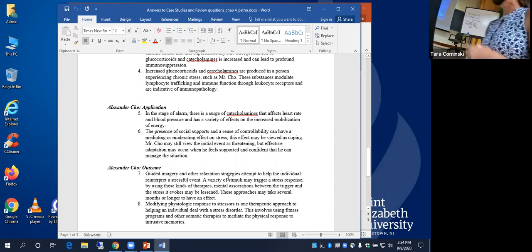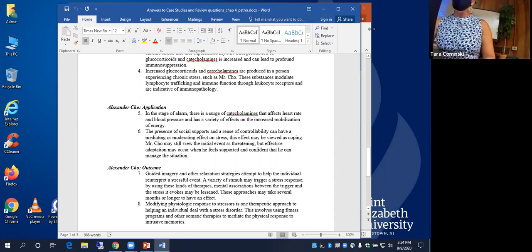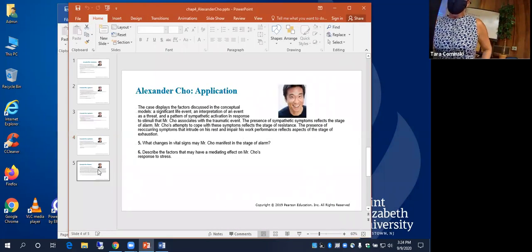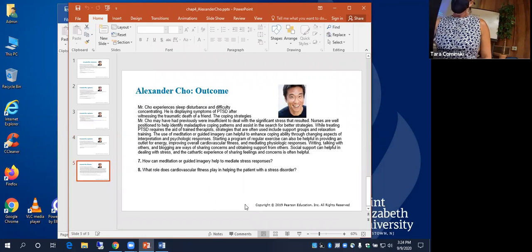All right, if you move down to questions 7 and 8, just to finish this up, we might as well finish it. It asks about meditation and guided imagery. How can this mediate the stress response? What did you guys write for that? Does somebody want to answer?